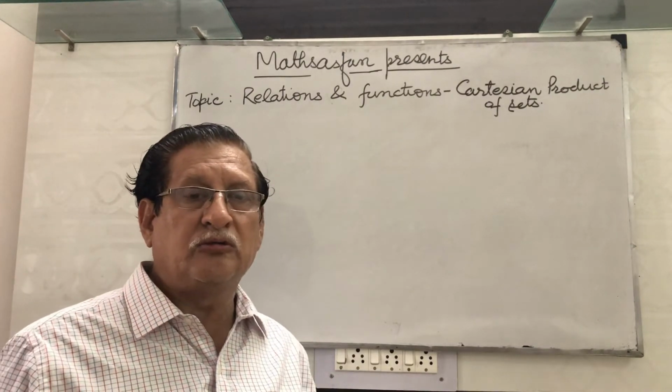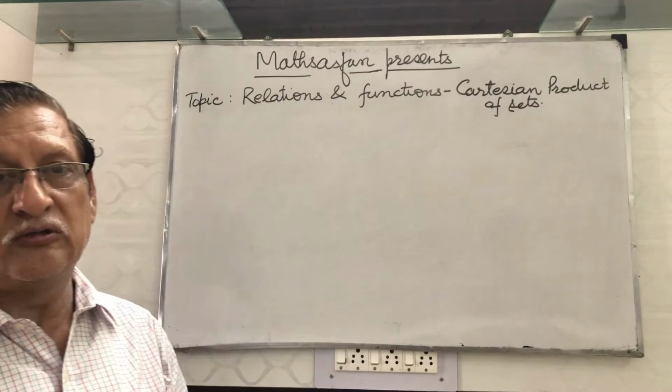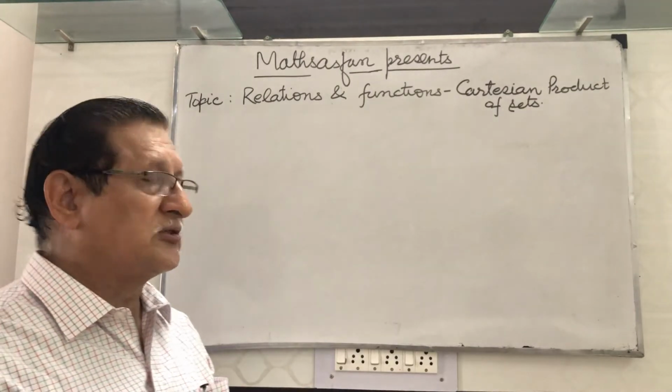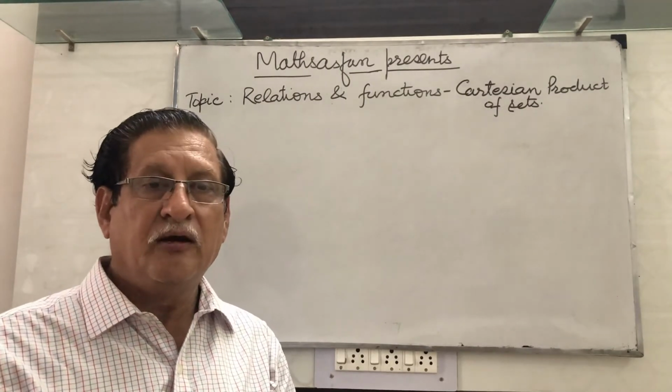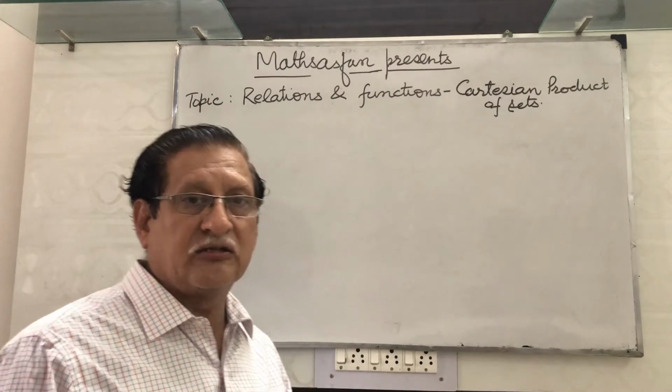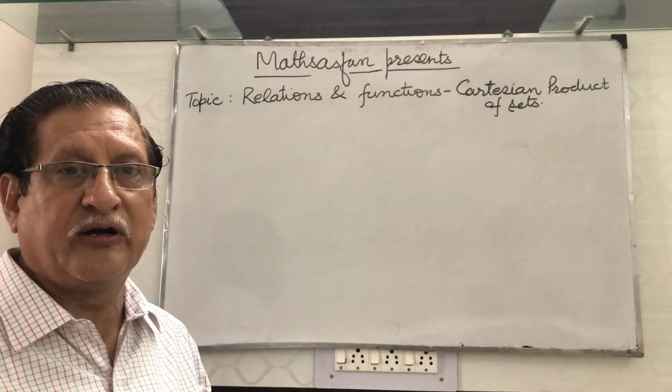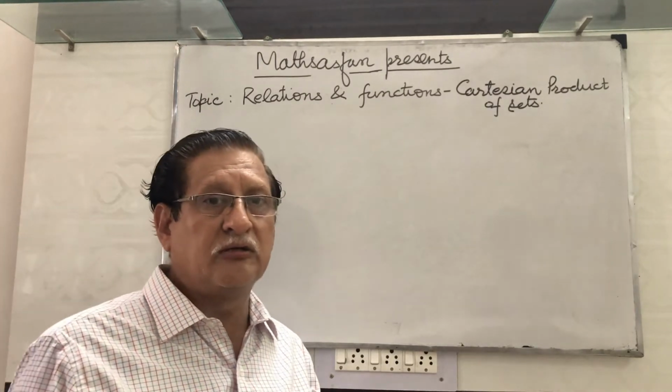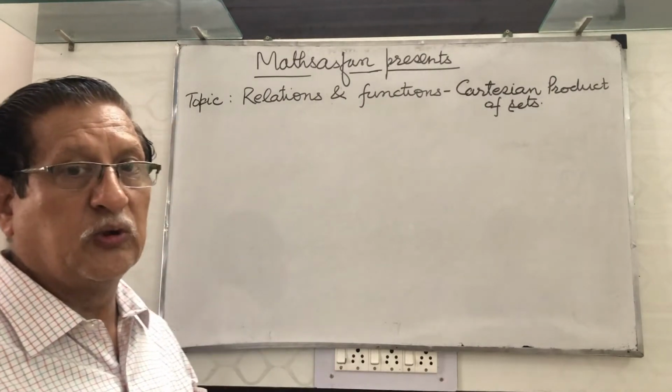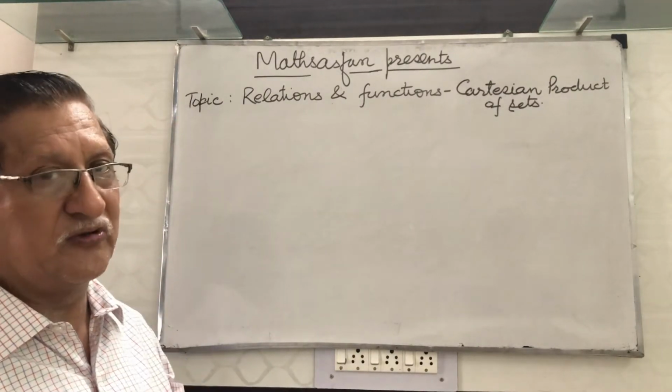After learning about ordered pairs, we have to learn the next part, that is Cartesian product of sets. You all know about sets. What is a set? A set is a collection of well-defined objects. This you have already learnt about. We are going to learn what the meaning of Cartesian product of sets is.